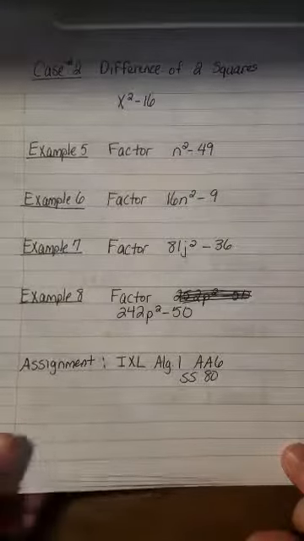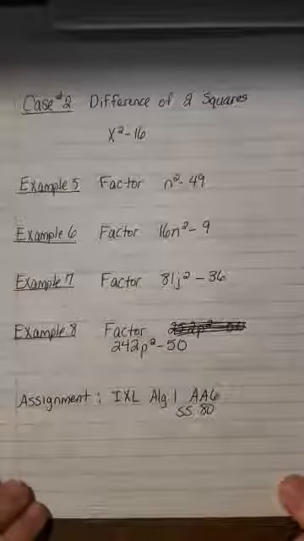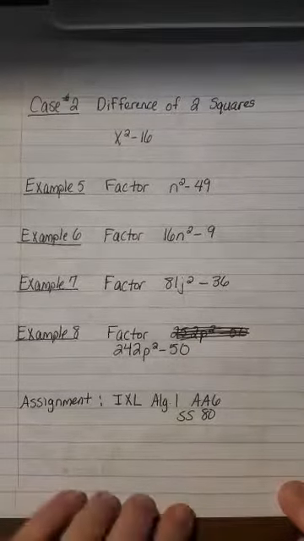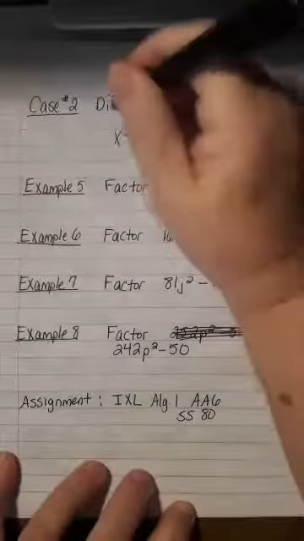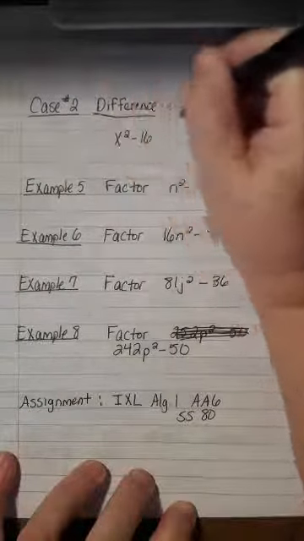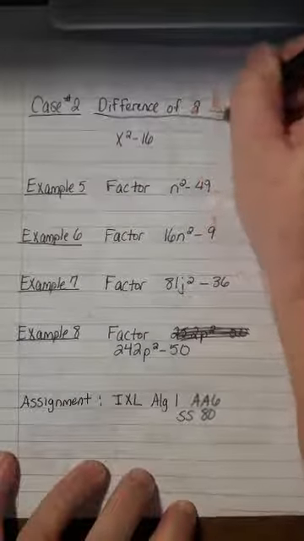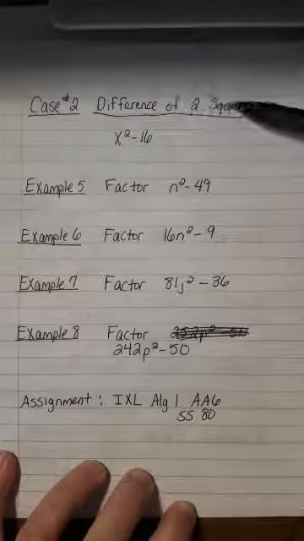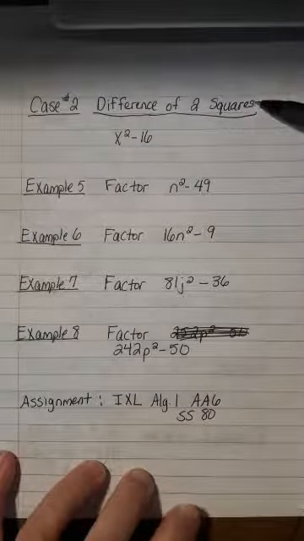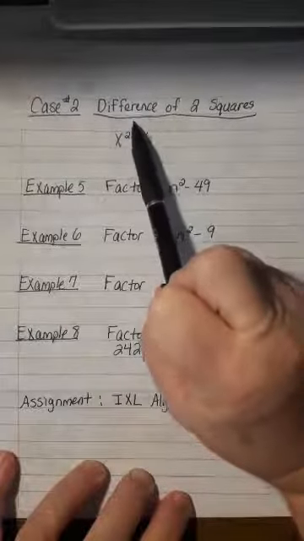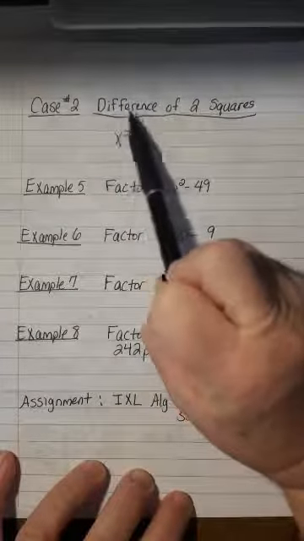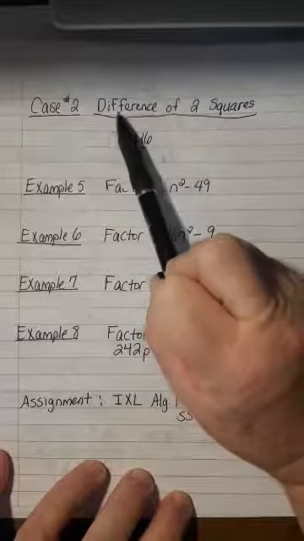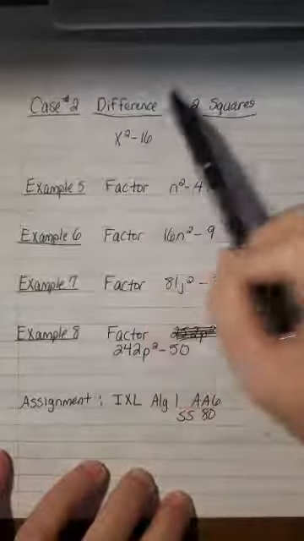So we are on case number 2. Case number 2 is the difference of two squares. Like I said before, the title is important of these special cases because it tells you how to recognize the pattern when you see it. The difference is always subtraction. So your problem is always going to be a subtraction problem.